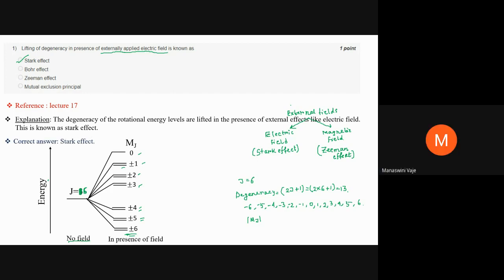Do you know about this? Yes, sir, mutual exclusion. Pauli mutual exclusion principle. What does it say?